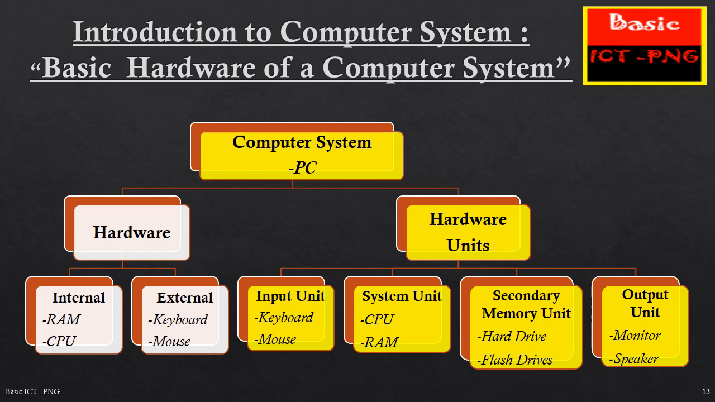Then we have the output unit that displays or produces output that you can hear. All right. So these are the four main units. These are some of the examples of devices under each of these four units.